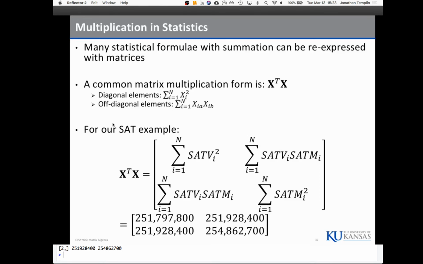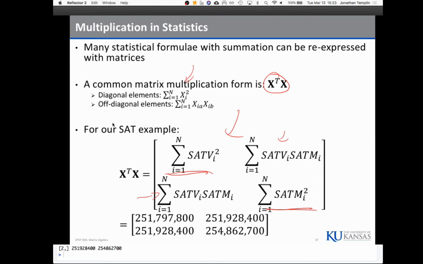In our data, one of the most common forms of multiplication that we find is that last one I showed you in R. X transpose X happens all the time. Why is that the case? Because it gives us a matrix that looks like this. First of all, it's a square and symmetric matrix, right? That means the numbers in the lower triangle match the numbers in the upper triangle. They're reflected. The diagonal elements of X transpose X are the sum of each variable squared.